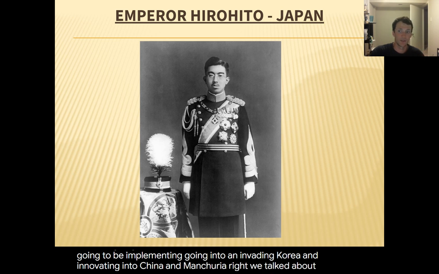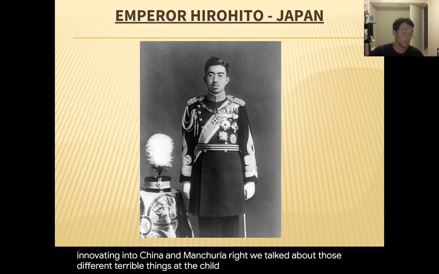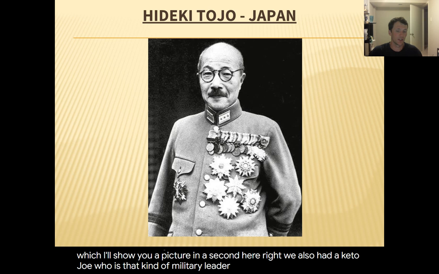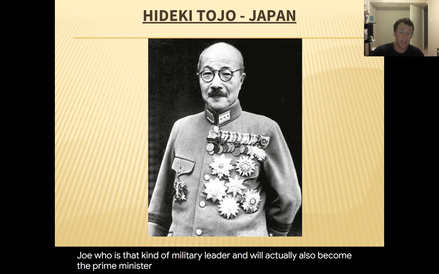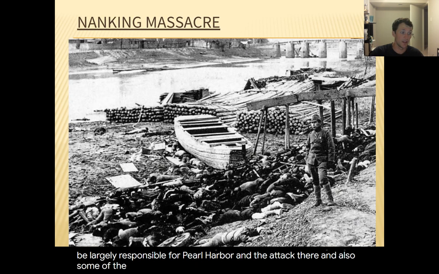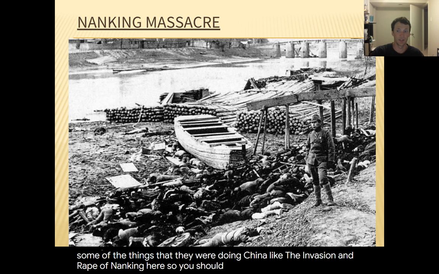We talked about all those different terrible things that the Japanese did in China, which I'll show you a picture of in a second here, right? We also have Hideki Tojo, who is kind of the military leader and will actually also become the Prime Minister of Japan during World War II here. He's going to be largely responsible for Pearl Harbor and the attack there, and also some of the things that they were doing in China, like the invasion and rape of Nanking here. So you should familiarize yourself with that.